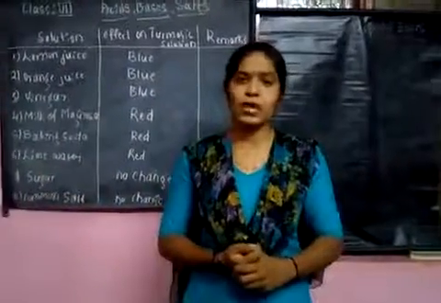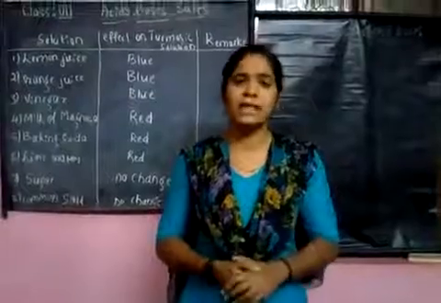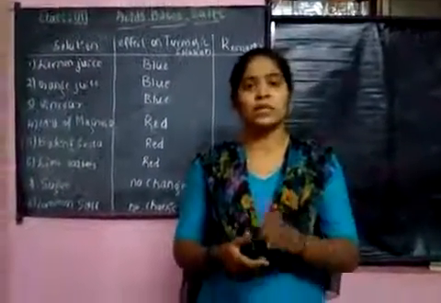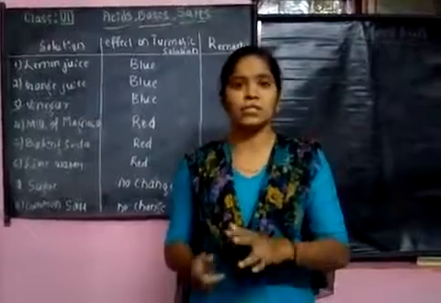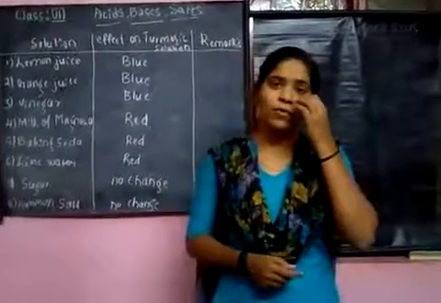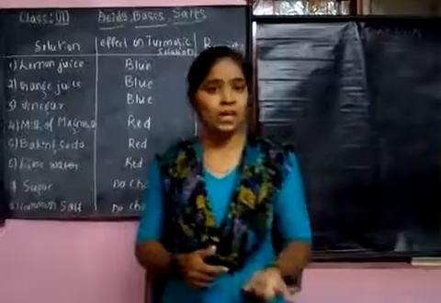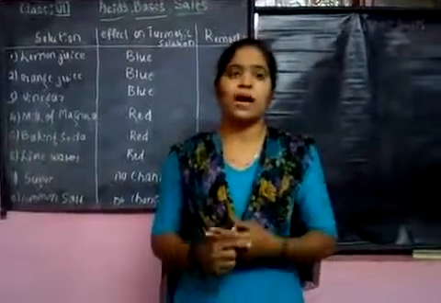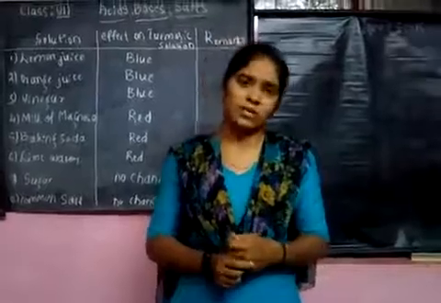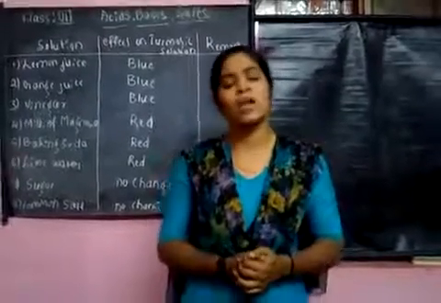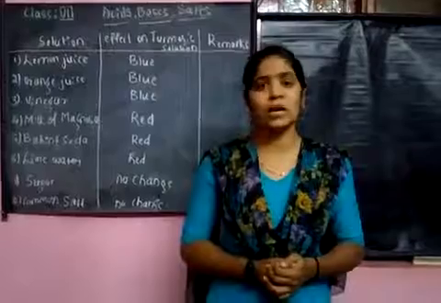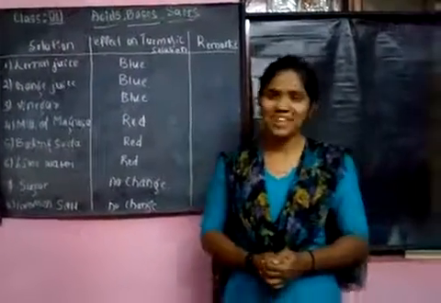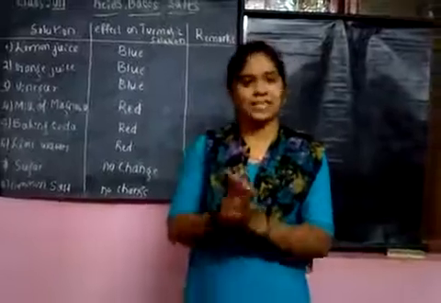I hope I gave you examples for acidic materials as well as basic materials, meaning the materials which contain acidity and basicity in them. Examples for acids are vinegar, tamarind, curd, and so on. Some examples for bases are milk of magnesia, baking soda, and lime water. These are the examples of acids and bases.